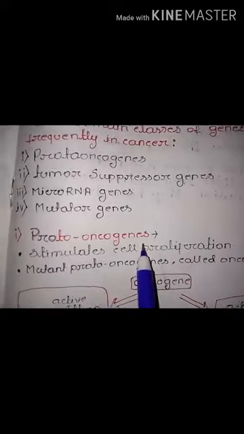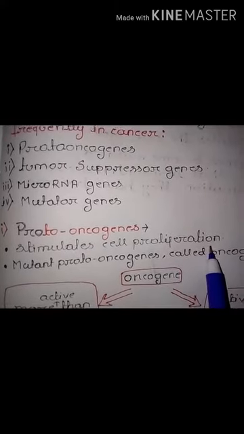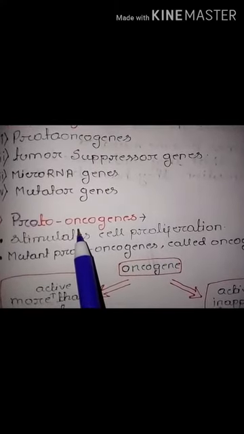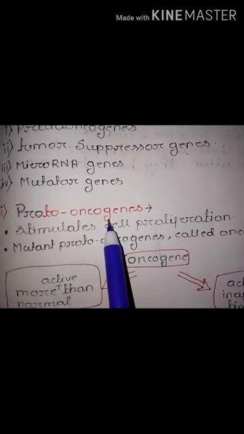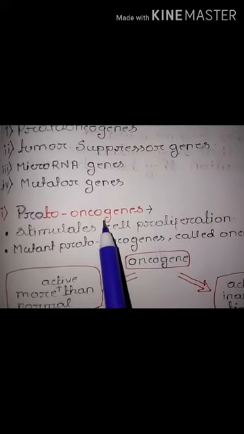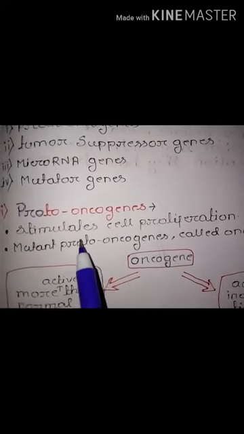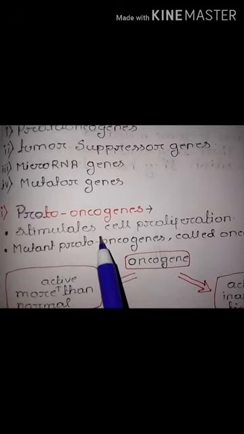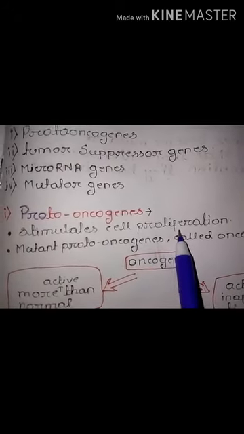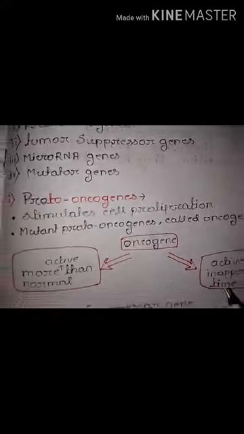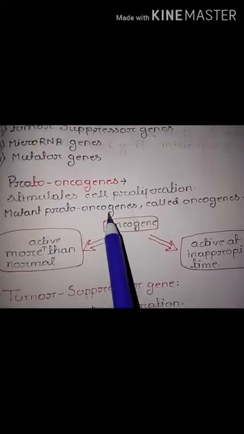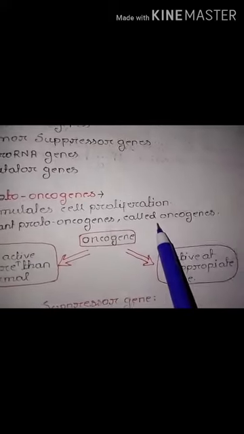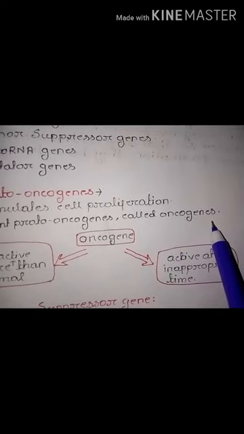Proto-oncogenes stimulate cell proliferation. There are certain genes in our body called proto-oncogenes, and the product of the proto-oncogene helps in stimulating cell proliferation, cell division and normal growth of the organism. But when a proto-oncogene is mutated in some way, it is called an oncogene, and when the proto-oncogene is transformed into an oncogene, it loses its normal function.